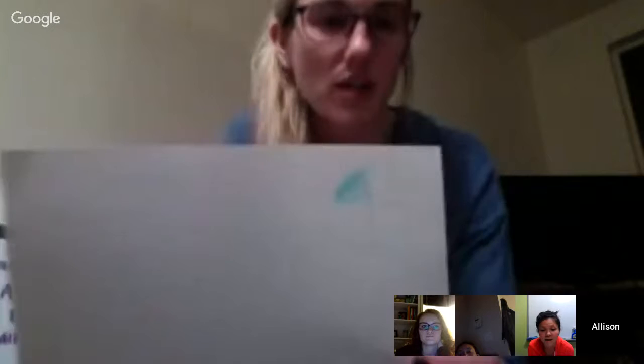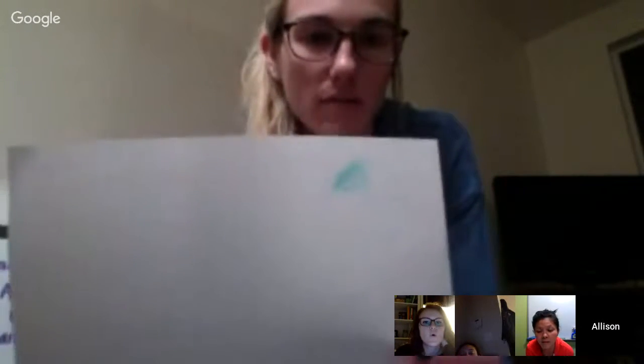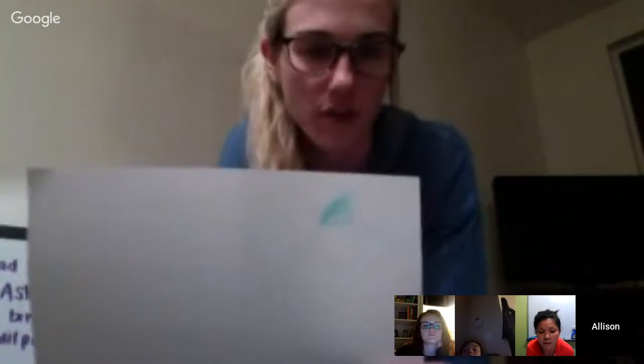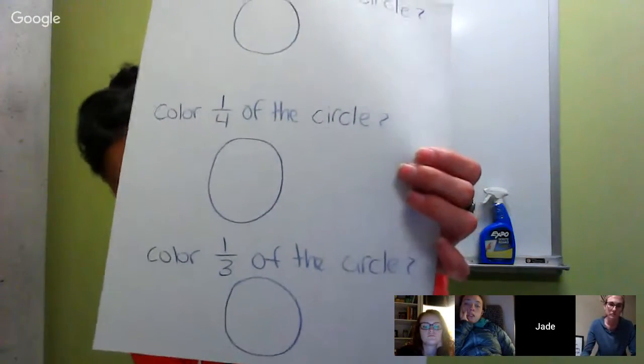I made a circle and I cut it into 4 equal pieces and I colored in one of the 4 pieces to show 1/4. Okay, thank you. So I have that activity. So I have a color-in for 1/2, 1/4, and 1/3. And so that's when the coloring pencils can come in and they can color.